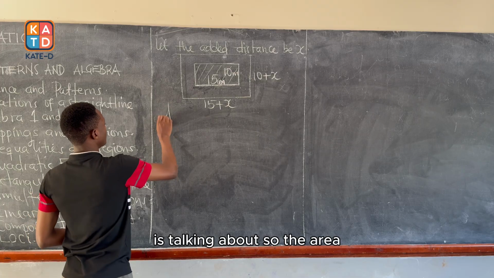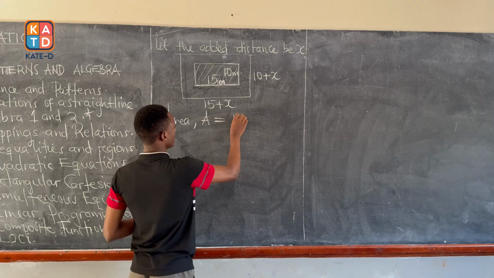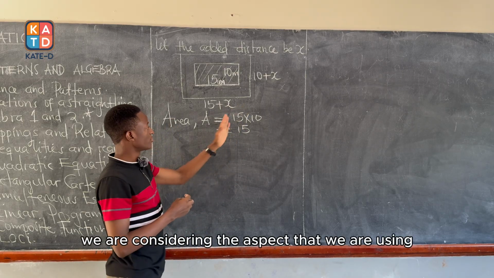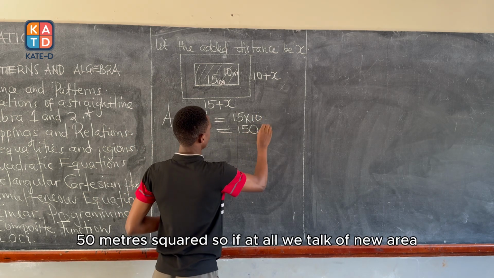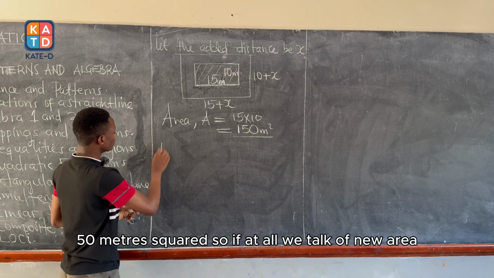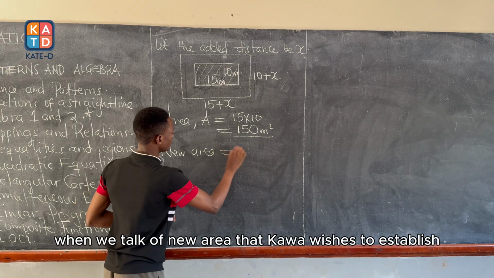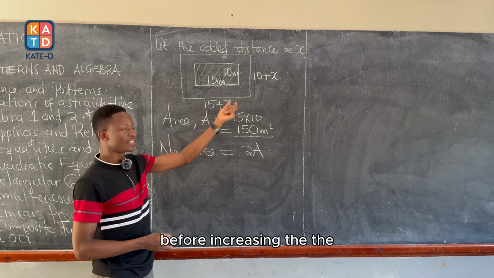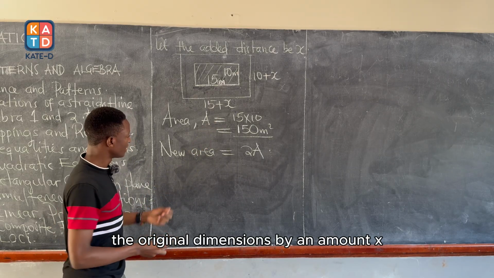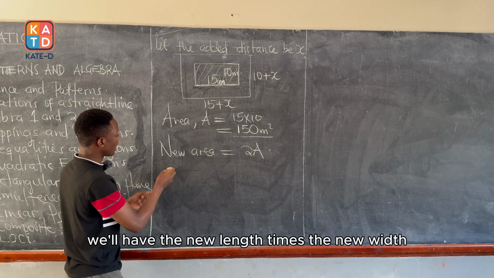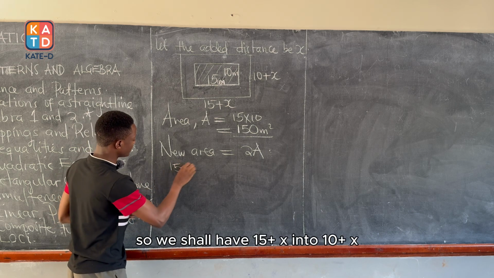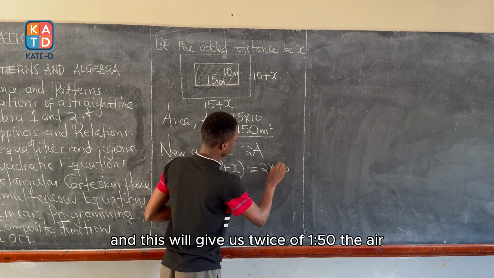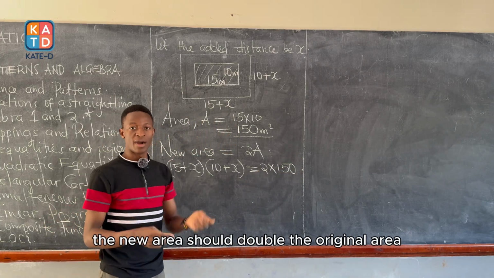So the area initially, before adding that distance, we shall have 15 times 10. We are using length times width, so it will be 150 meters squared. When we talk of the new area that Kawawa wishes to establish, it should be twice the initial area before increasing the original dimensions by an amount x. So the new area will be the new length times the new width. So we shall have (15 plus x) times (10 plus x), and this will give us twice 150. The new area should double the original area.